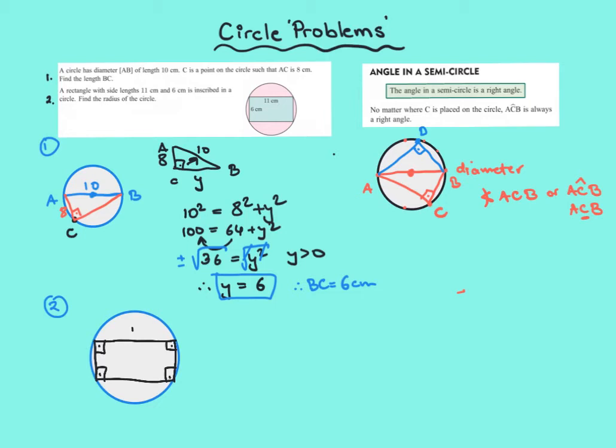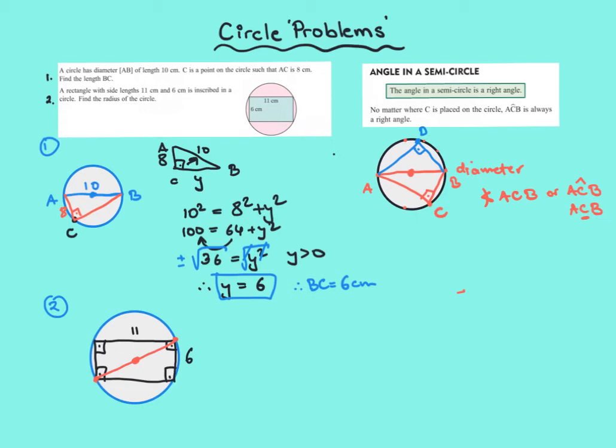We have this length is 11 and this one is 6. We need to find the radius. Now, here's the center. If I draw a diagonal in the rectangle shape, going from this end to this end through the center, it is pretty much the diameter as well. And that's going to help us.